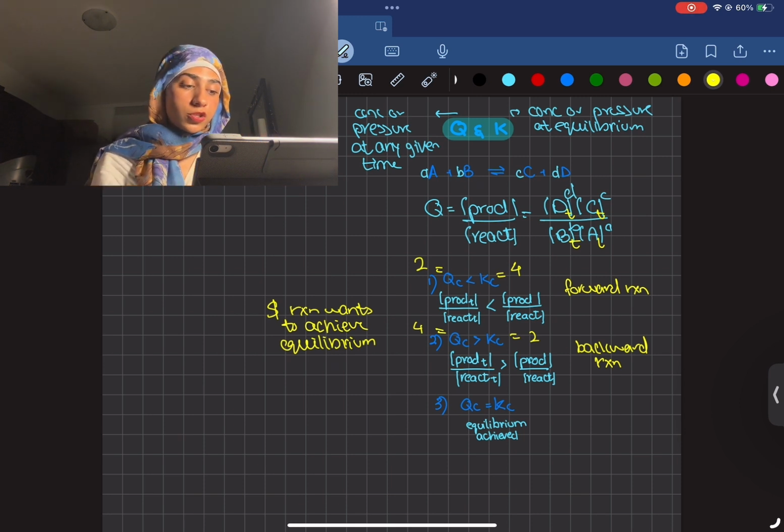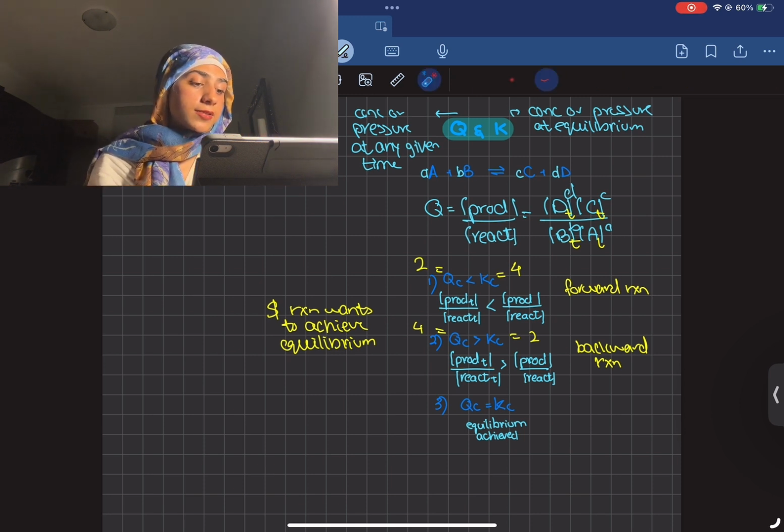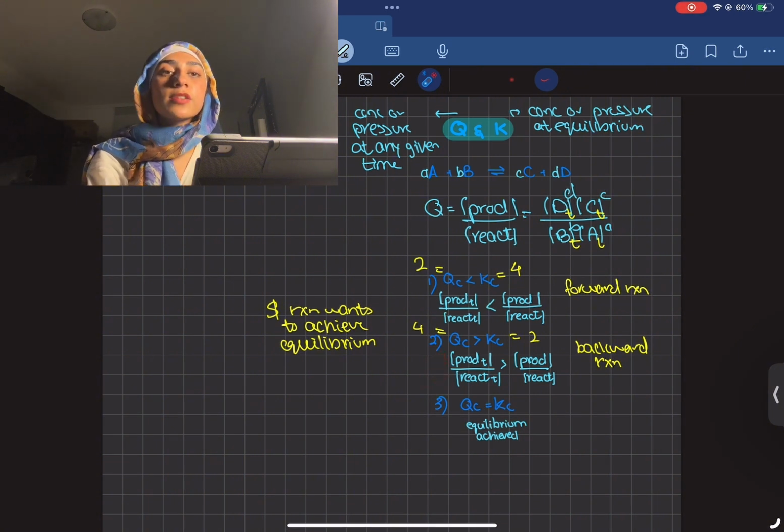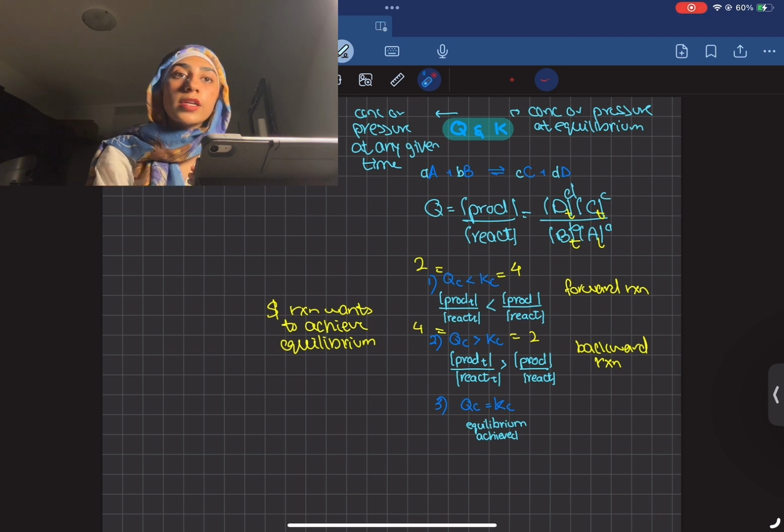Yet again, there are two ways to do that. Either I can decrease the amount of my products or increase the amount of my reactants. So increasing the amount of reactants or decreasing the amount of products both refer to the fact that your backward reaction is being preferred. And the third one is where both of them are equal. So your 2 equals 2, 4 equals 4. That would mean that at this point, you have reached equilibrium. You are at the right point. Your reaction has achieved equilibrium.